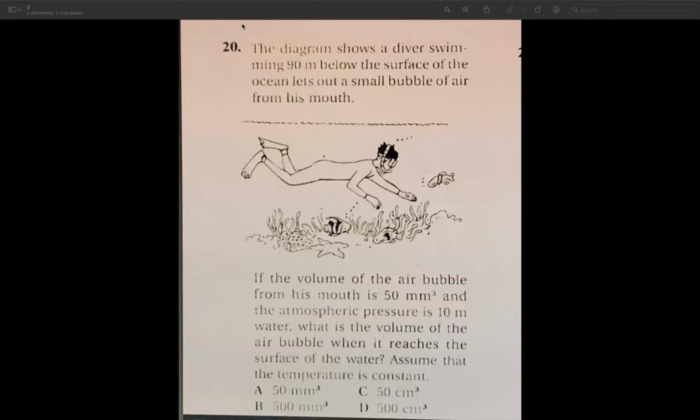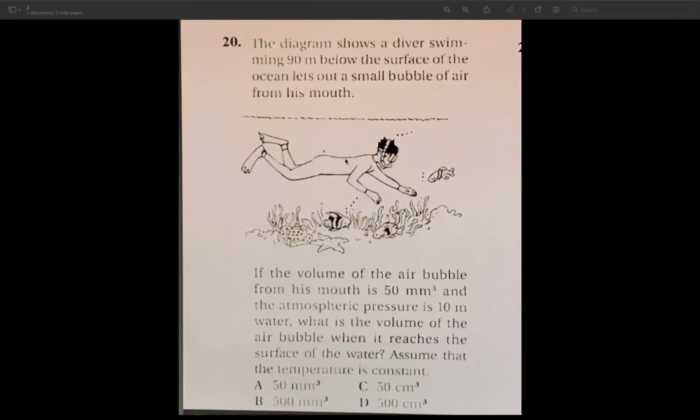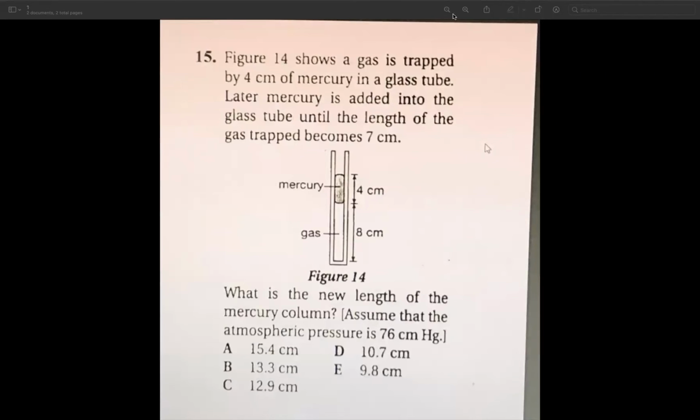Okay, now we look at second example. Figure 14 shows a gas trapped by 4 cm of mercury in a glass tube. Later, mercury is added into the glass tube until the length of the gas trap becomes 7 cm. So initially it's like this. This is the mercury length, the length of the column. Okay, so the length of the mercury column is 4 cm, and the length of the trapped gas is 8 cm initially.